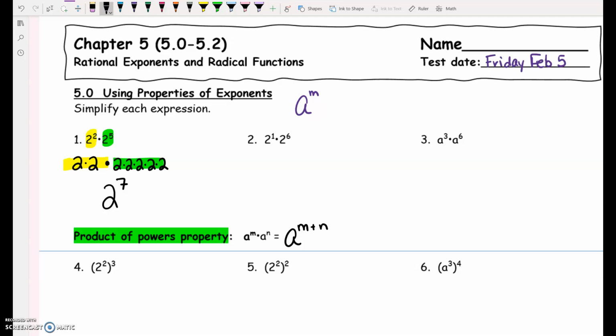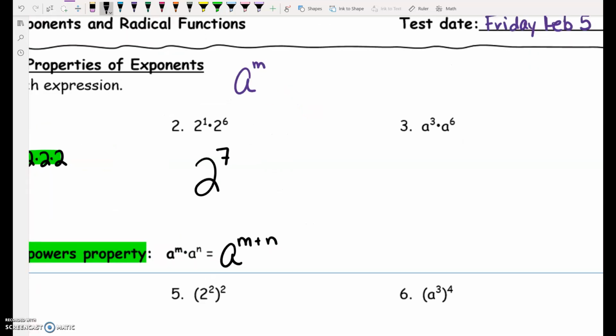So 2 to the 1st times 2 to the 6th is 2 to the 7th because 1 plus 6 is 7. Now, I do sometimes get the question, wouldn't it be 14 to the 7th because you have to multiply the 2's together? No. 2 to the 1st means 1 factor of 2. 2 to the 6th means 6 factors of 2. 2 to the 7th means that there are 7 factors of 2 being multiplied. So you don't actually multiply the bases together. All you're doing is adding those exponents.